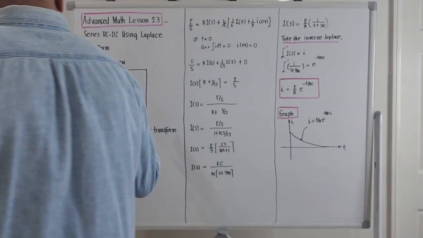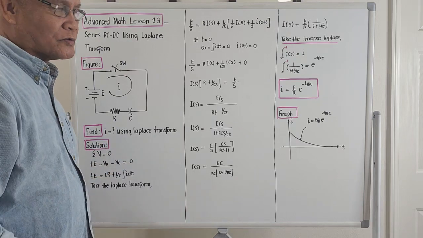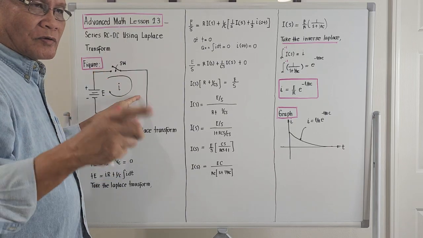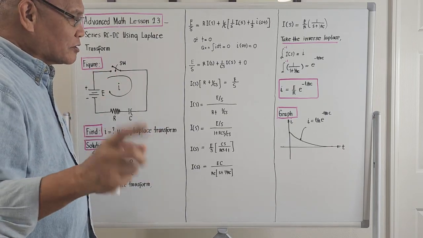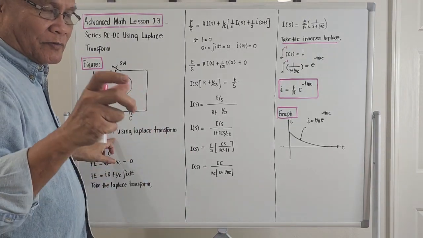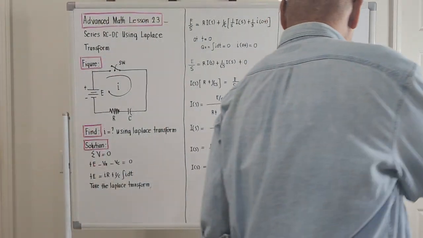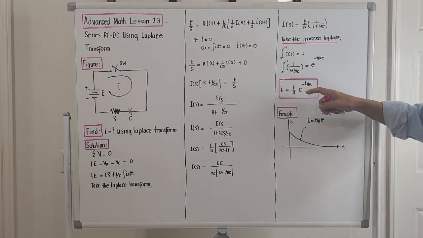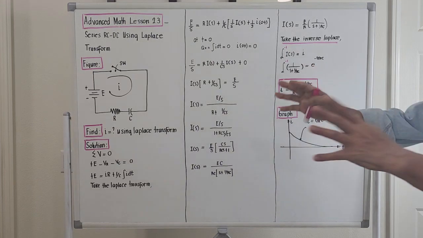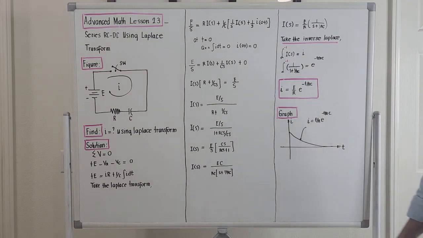The given circuit, we have actually solved already by using the classical solution, the so-called differential equation solution. Again, we will try to solve the same problem, but by using Laplace transform, meaning we are to solve for current as a function of time. From the previous classical solution, the current as a function of time is E over R e raised to minus t over RC. So again, we have to bring out this equation by using Laplace transform. Okay, let's proceed.